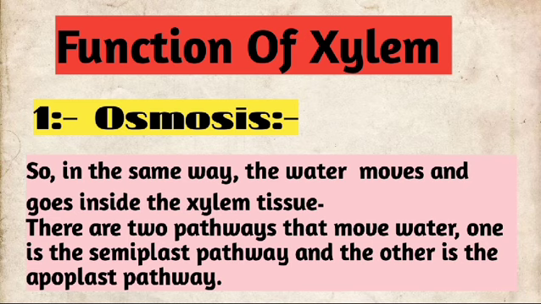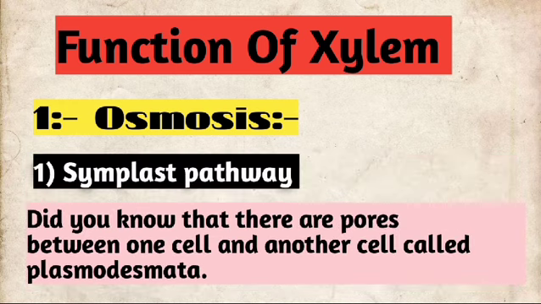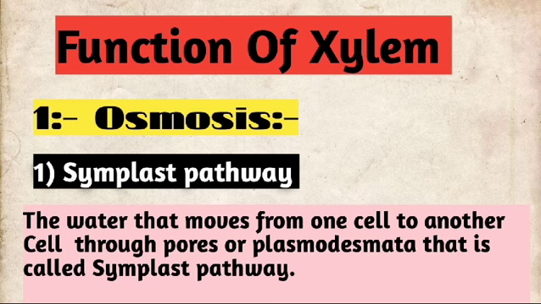There are two pathways that move water. One pathway is called the symplast pathway and the other is the apoplast pathway. So first of all, I am discussing the symplast pathway. Did you know that there are pores between one cell and another cell? That is called plasmodesmata. The water that moves from one cell to another cell through the pores or plasmodesmata, that is called the symplast pathway.